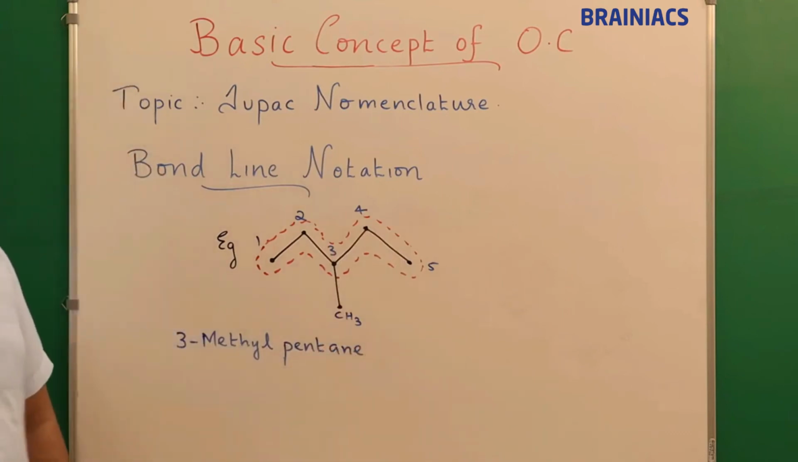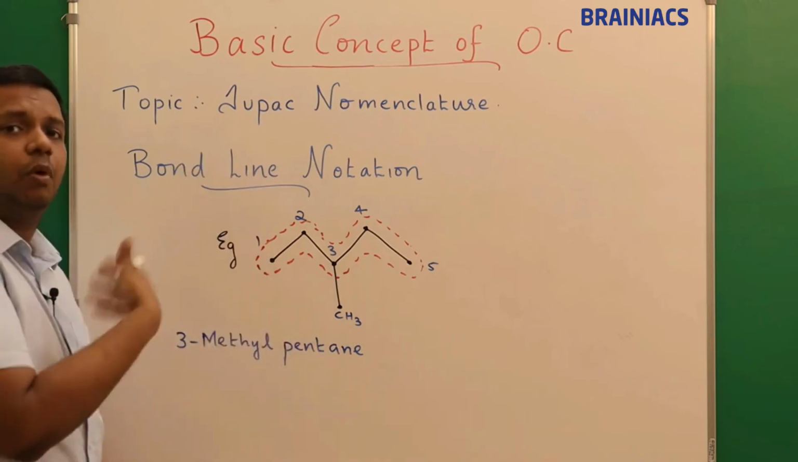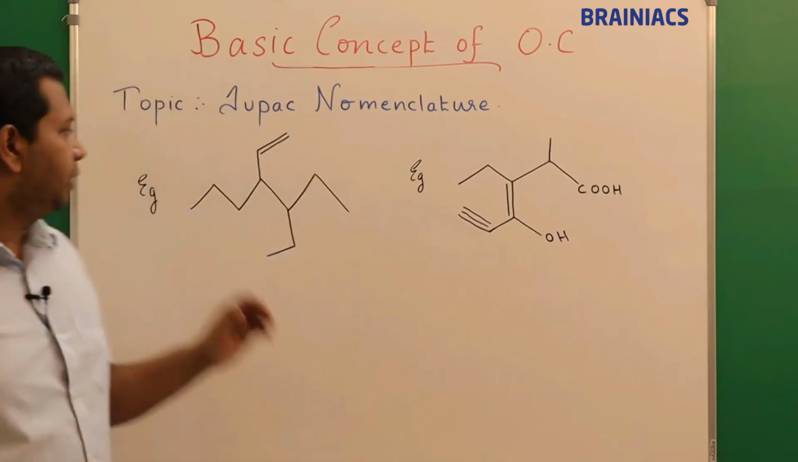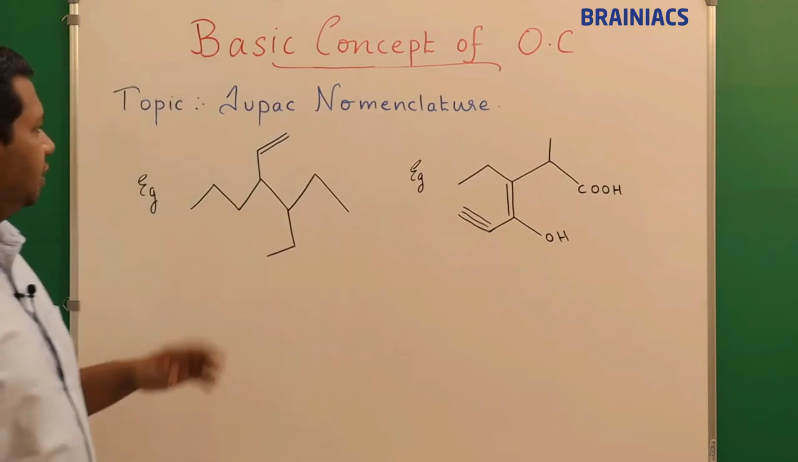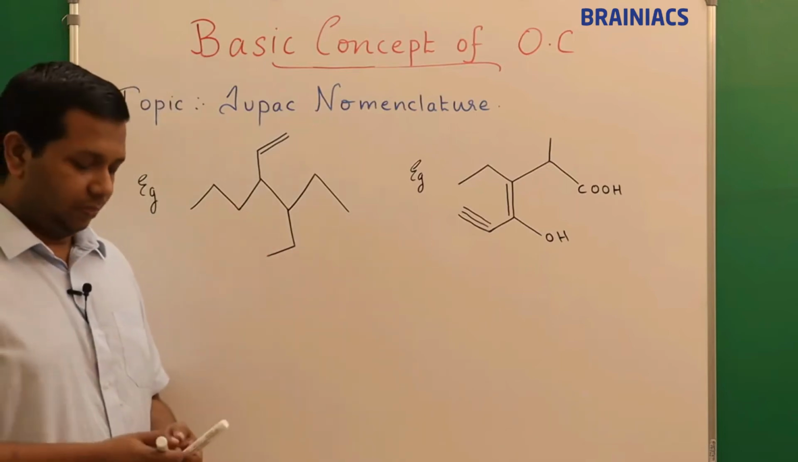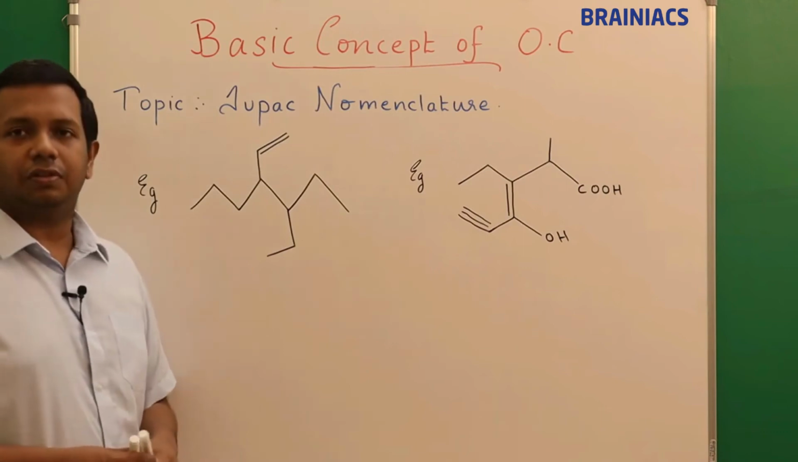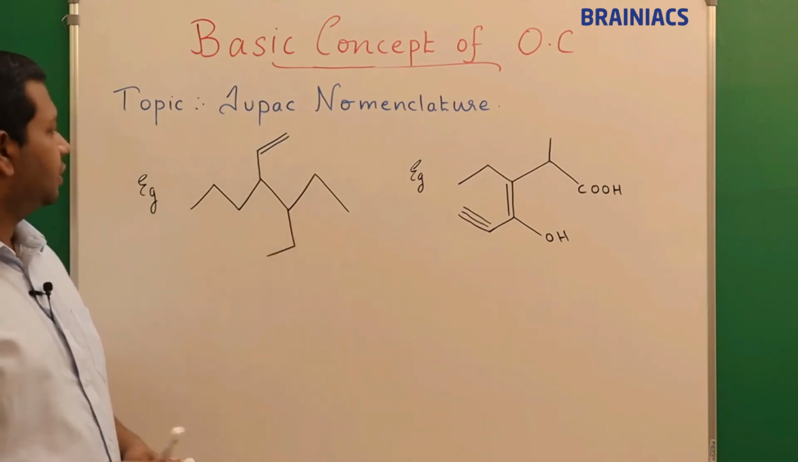So this is the way you should understand bond line notation. Now we will see more examples for your familiarization. Okay, so next we will see some more examples. You could see the first example here. This is also a previous NEET question. In the first question, again, the first thing to look for is the functional group. I could see there is no functional group present here, correct?